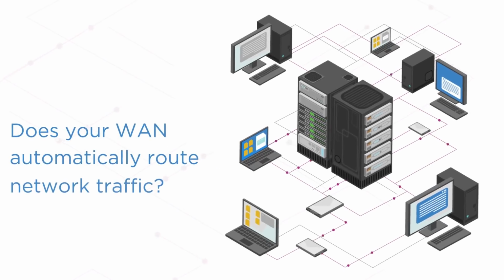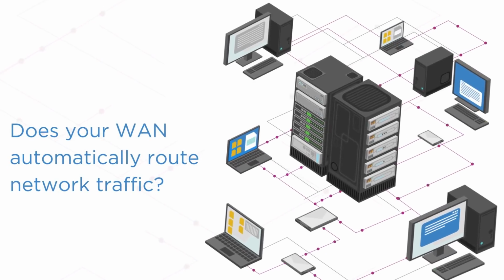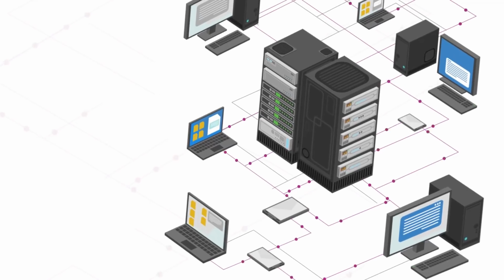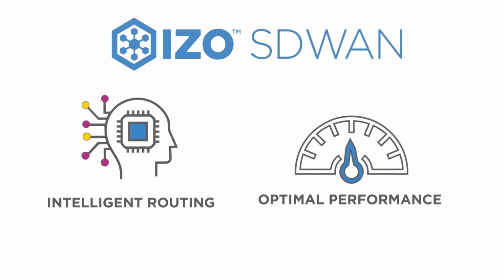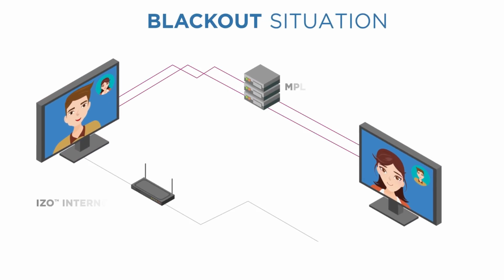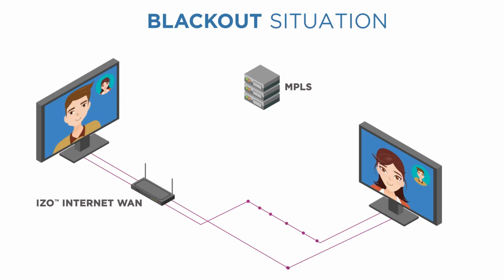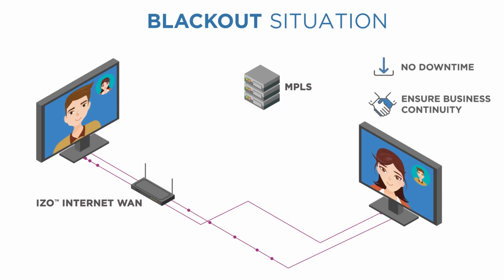Does your WAN automatically route network traffic to the best path to make sure your critical applications always perform well? Go for our fully managed ISO SD-WAN that gives you intelligent routing for optimal performance of your applications. ISO SD-WAN Select helps you manage your critical applications in a blackout situation without any downtime and ensures business continuity.